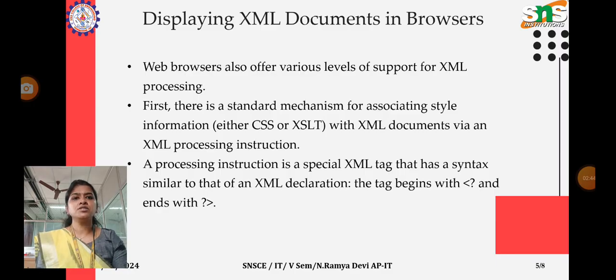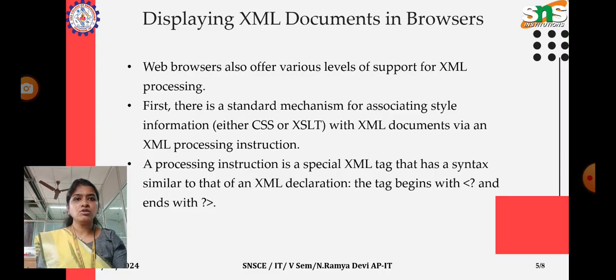Web browsers also offer various levels of support for XML processing. First, there is a standard mechanism for associating style information, either CSS or XSLT, with XML documents via XML processing instructions. A processing instruction is a special XML tag that has a syntax similar to that of an XML declaration. The tag begins with the less than symbol and question mark and ends with the question mark and greater than symbol. This is used for displaying XML documents in browsers.